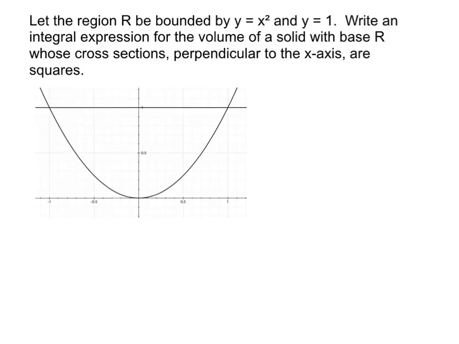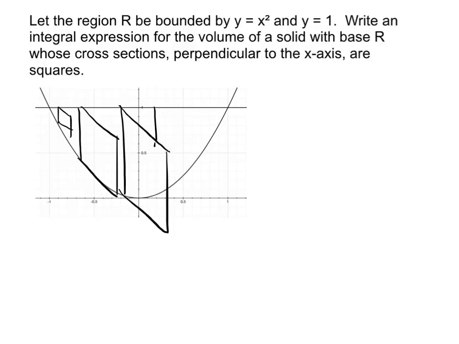So let the region R be bounded by y equals x squared. I've got x squared drawn, and y equals 1. I've got that drawn. I want to write an integral expression for the volume of a solid with that base whose cross-sections perpendicular to the x-axis are squares. So kind of like we had on the previous one, you imagine you've got these sort of squares that are sticking up off the region. And as we go along, the larger that the base section is, the further out of the screen the things are coming. I want to add up that whole thing and figure it out.